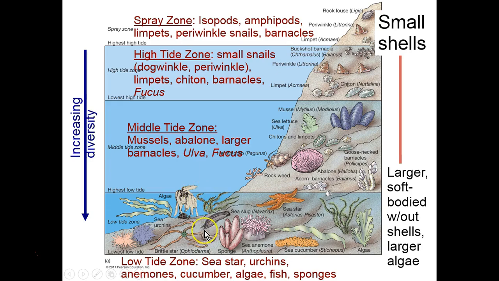And then all the way to the low tide zone, you see a greater diversity of organisms. You can see sea stars and urchins, soft-bodied organisms such as sea anemones and sea cucumbers, and much more variety of algae as well.